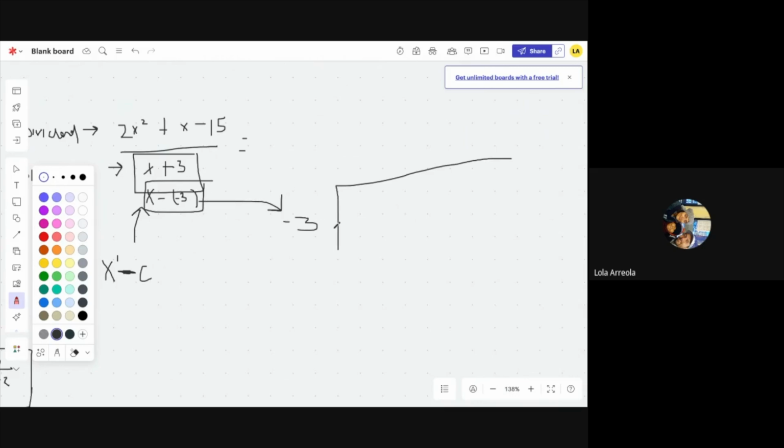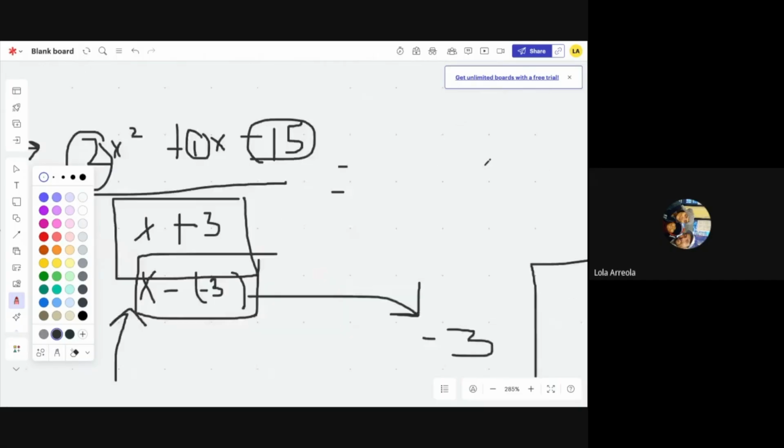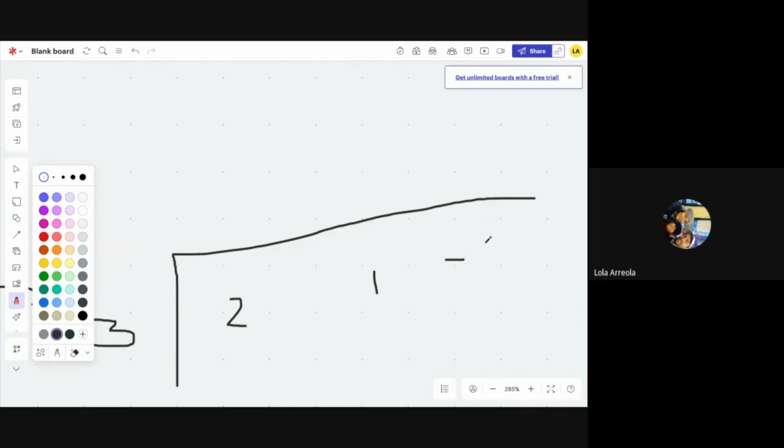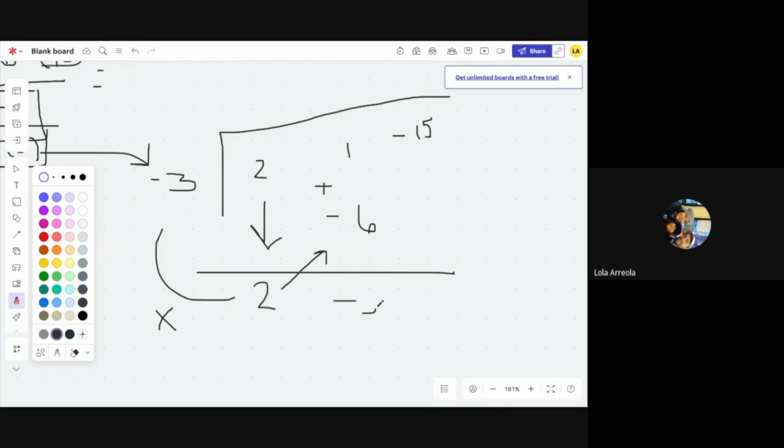Make sense? Okay, what goes inside the box? The coefficients of my dividend. So I have 2. There's no number there, but what's the number in front of x? 1 and negative 15. 2, 1, negative 15. Okay, so I'm done labeling. Now I draw my line, bring down the first value underneath the line. When it's underneath the line, I multiply by my c, and my solution goes up top. So below, up top, below, up top. So below the line, 2 times negative 3, which is negative 6. Above the line, add. 1 plus negative 6 is negative 5. Below the line, multiply. Negative 5 times negative 3 is a positive 15 above the line. And then I add. And I get negative 15 plus 15 is 0.